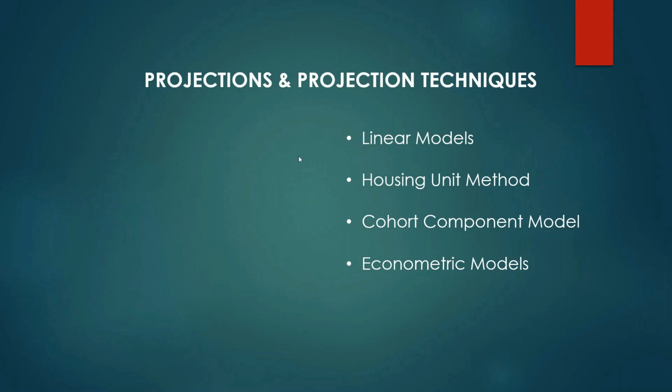The housing unit method is something many of you are familiar with, because that is what many county planning departments use. Whether the data comes either from building permits or from plan information. So you know about the number of developments, the number of housing units in that development. You get the average household size, multiply those two numbers to get your population, and you're able to project that into the future.